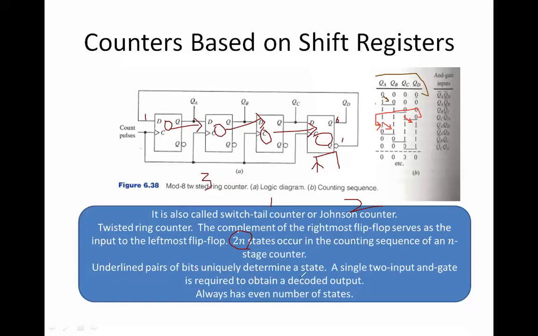Underlined pairs of bits uniquely determine a state. So you can see the underlines here, which means those which are actually changing. This is the feedback that comes through. A single 2 input AND gate is required to obtain a decoded output. So if in case you want a decoded output here, you need to have a 2 input AND gate. They always have an even number of states. So it's always nice to have an even number of states, like 8, 16, 32, like that. Fine.